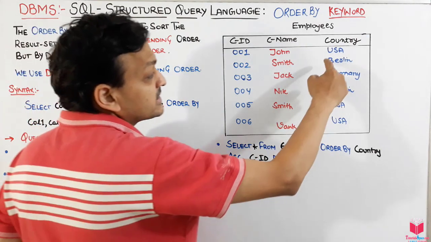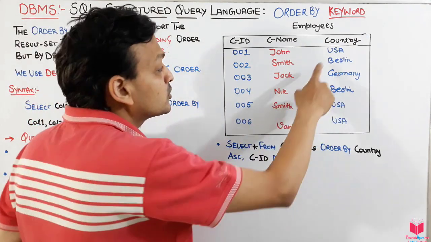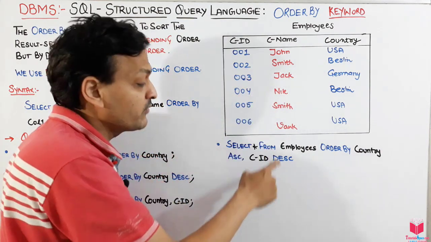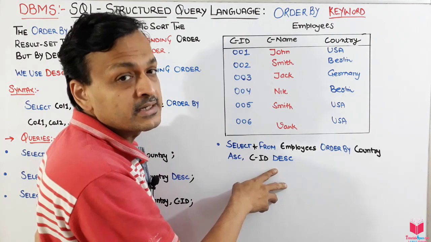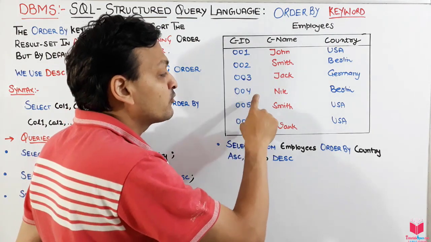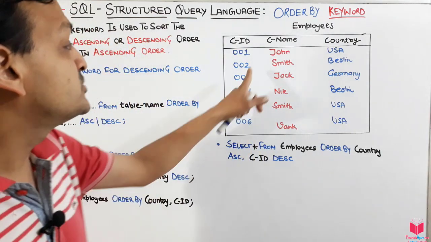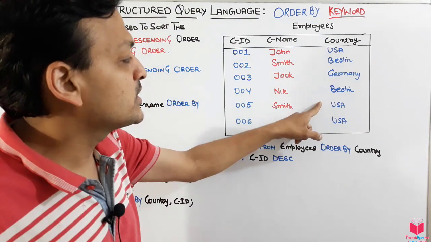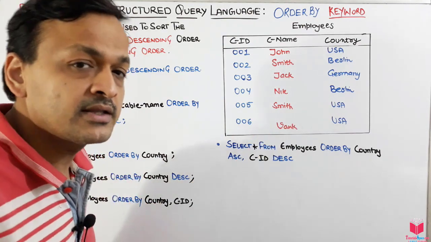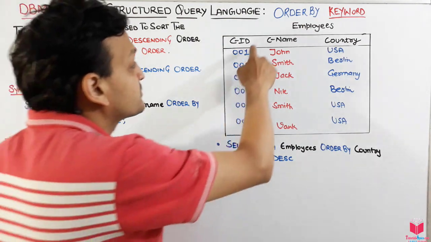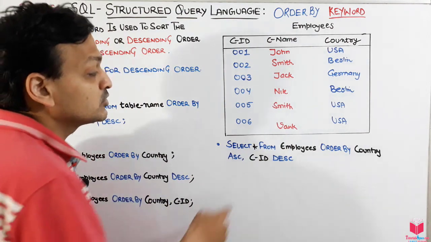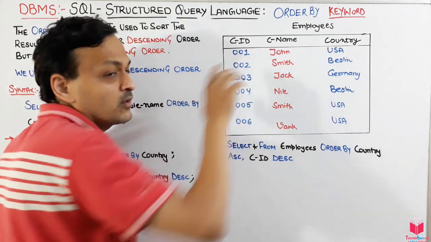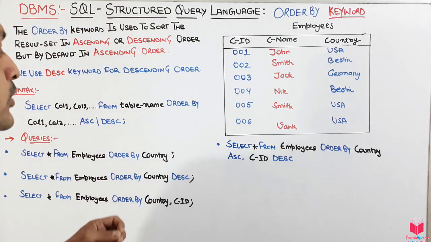The two Berlin rows have the same value, and the corresponding CID values are 002 and 004, but we have to order them in descending order. So 004 comes first, then 002, then Germany. After that, USA, with the same values, so it will sort on the basis of CID in descending order. So 006 will come, then 005, then 001. This will be the output from this query.